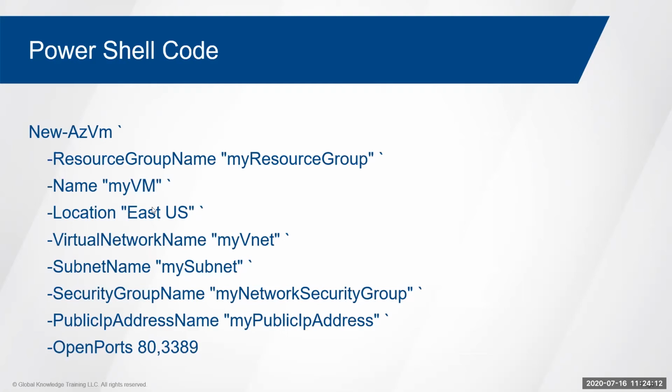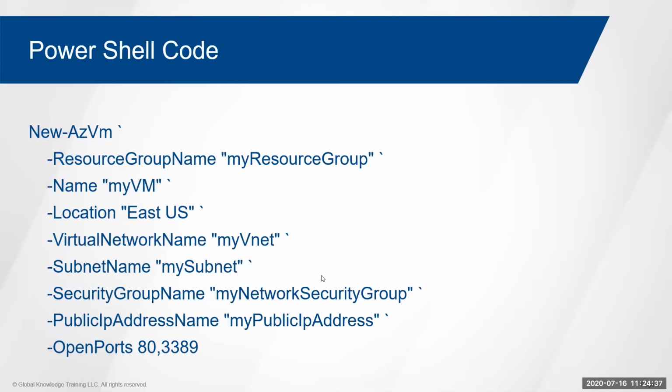The location, so what region is it in? This is the same region that I used. Virtual network name, whatever it is, subnet name, security group name, public IP address, and then open ports. And this has the same open port. Oh no, I only had 3389, but I could have selected 80 as well.